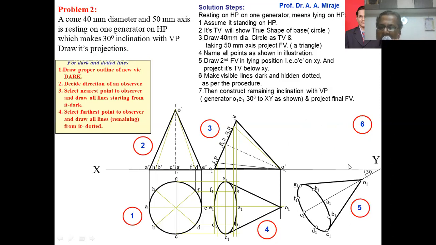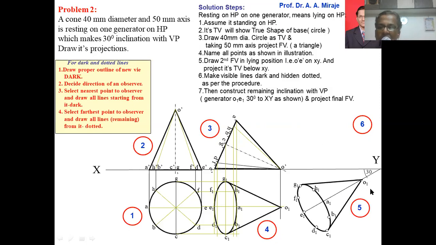How to take this final projection? So from O1 draw the projector like this. From O dash draw the projector. You can get one point here. Similarly, this is the G1 point and this is the G point. So from this G1 draw the projector. From this G draw the projector. From A1 draw the projector like this. From A dash draw the projector.